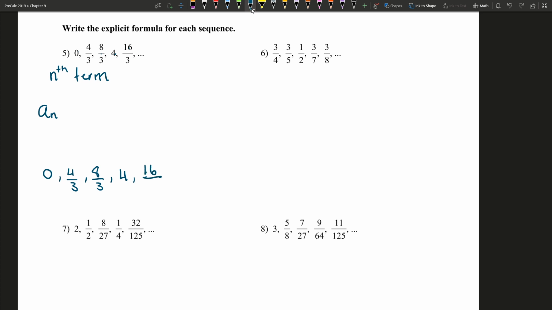you would see that most of them have a 3 in the denominator. And then between this second term and this third term, we're increasing by 4. Okay, so we know our nth term is going to have a denominator of 3. And if we rewrite these two terms that are just whole numbers, we could write 0 as 0 over 3, and 4, if our rule works out, should really be 12 over 3.